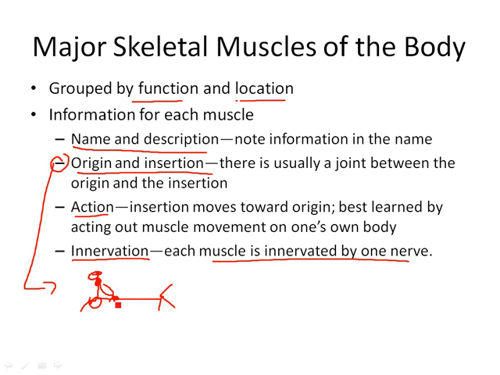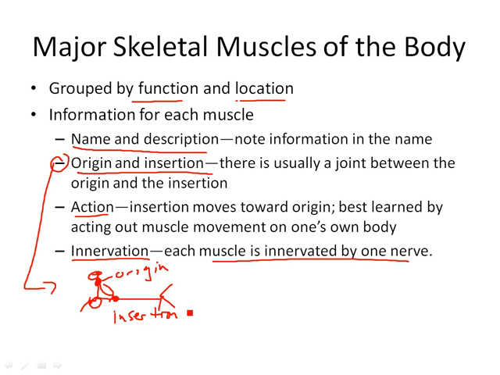If it attached on the same bone, if it started and stopped on the same bone, when it contracts, it would just break the bone. There would be no movement. So there's got to be a joint between these two attachment points. Well, these attachment points are given names. You have the origin and the insertion.